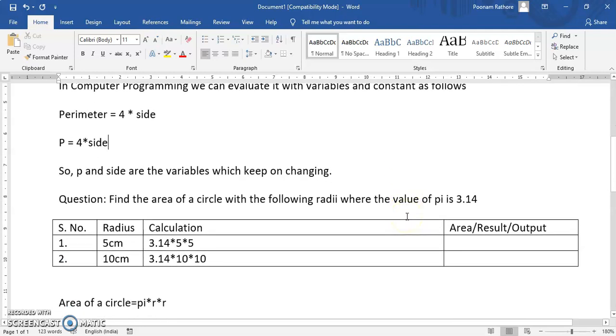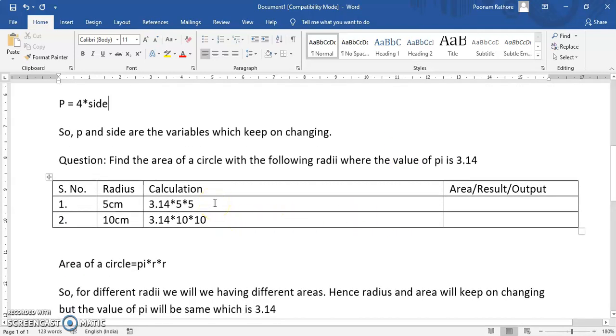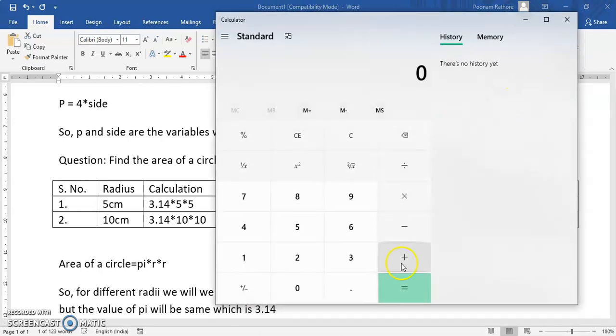Now let's take another example where I have to find the area of a circle with different radii. The formula for finding the area of a circle is pi multiplied by radius multiplied by radius, or pi r square. So over here the value of pi is 3.14, which will remain the same in each and every case, right? So if I am asked to find the area of a circle where the radius is 5 centimeter, the calculation will go like 3.14 multiplied by 5 multiplied by 5. Let's see how much it calculates to.